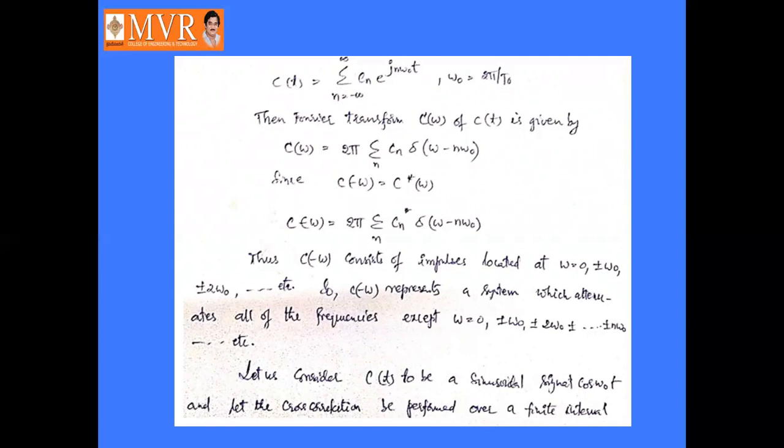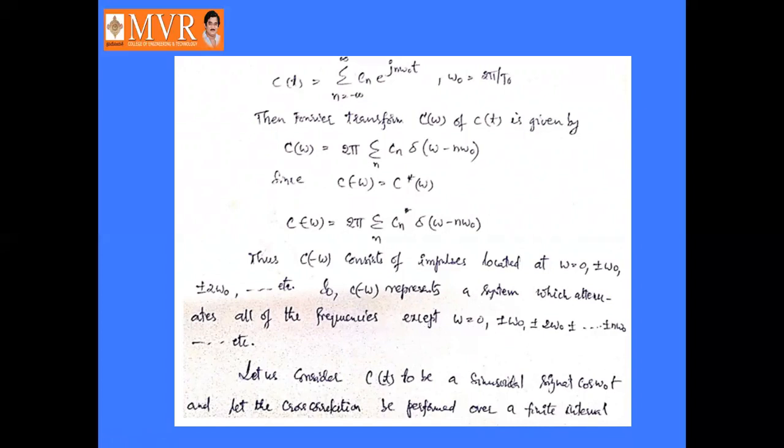Since C of minus omega is nothing but C star of omega, C of minus omega equals 2 pi into sigma n, Cn star into delta of omega minus n omega naught. Thus, C of minus omega consists of impulses located at omega equal to 0, plus or minus omega naught, plus or minus 2 omega naught, etc. So C of minus omega represents a system which attenuates all the frequencies except at omega equal to 0, plus or minus omega naught, plus or minus 2 omega naught, and up to plus or minus n omega naught.